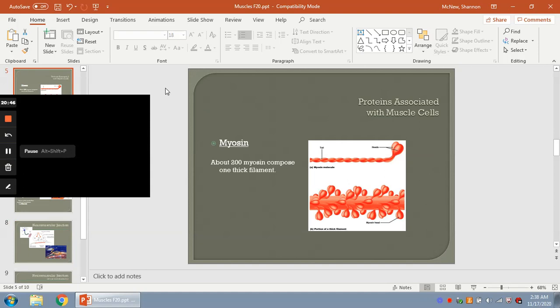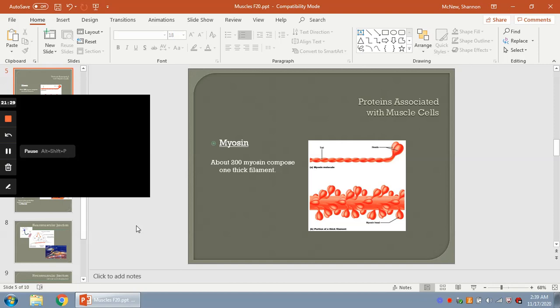Now we're going to talk about some of the proteins associated with muscle fibers. We aren't going to talk about all of them, but just some of them. If you're reading in your textbook, you probably read about quite a few different types of proteins in the muscle fiber that work together to get that muscle to contract. We, in our class, are not going to talk about all of those. We're going to talk about some of those, the ones that I think you need to understand in order to understand how that muscle contracts. So the first one, we are going to talk about myosin.